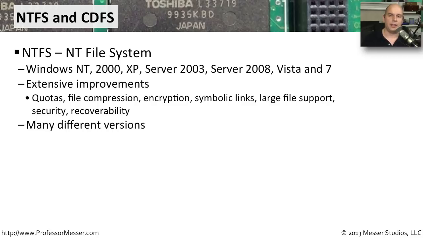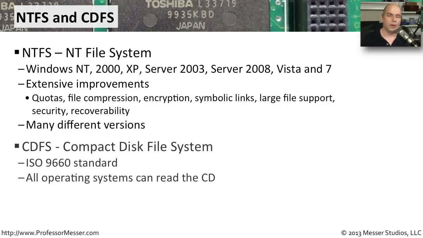We can do things like compress files as part of the file system, encrypt files as part of the file system itself. You don't need third-party software. It's just built into the functionality of the file system and how it interoperates with the operating system itself. There's additional security and recoverability features, an extensive amount of improvements when you talk about using the NTFS file system. There are many different versions of the NTFS file system. It started off as version 1.0 once upon a time, and then they've improved and added to that standard throughout the years.